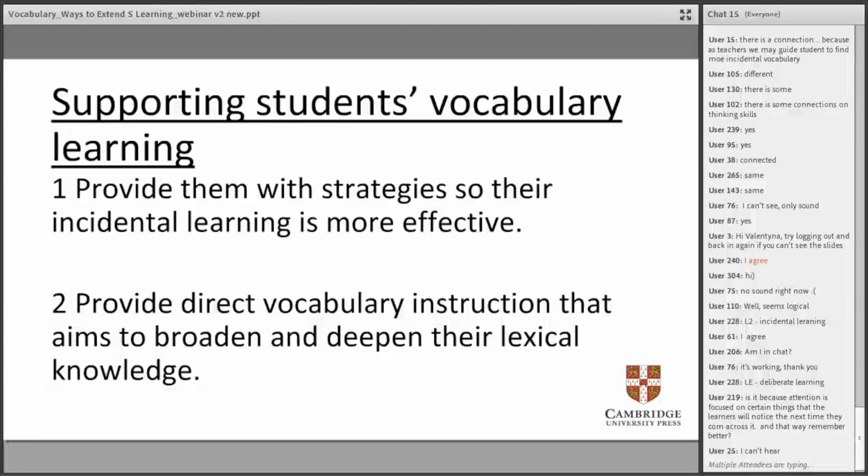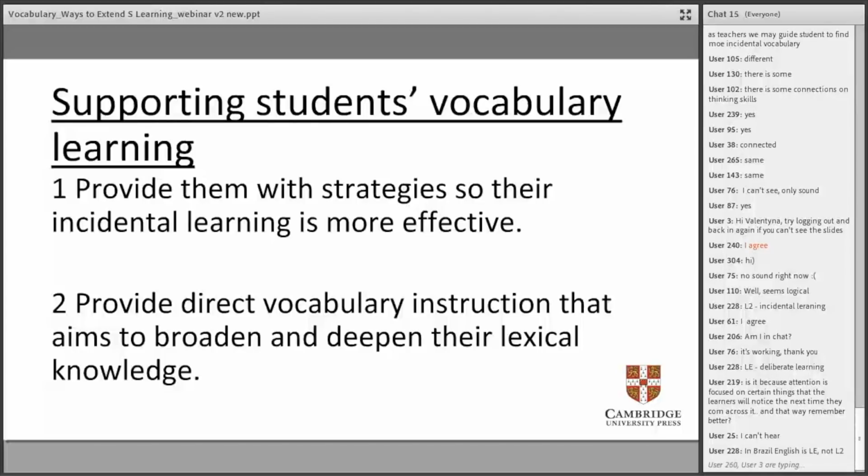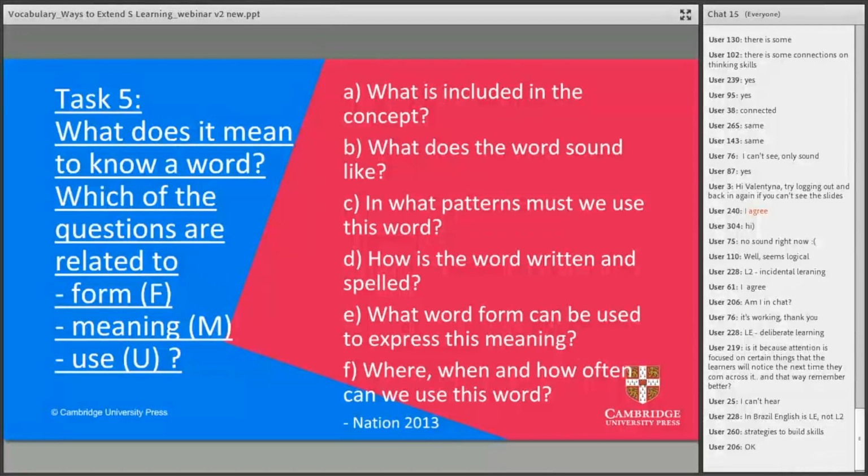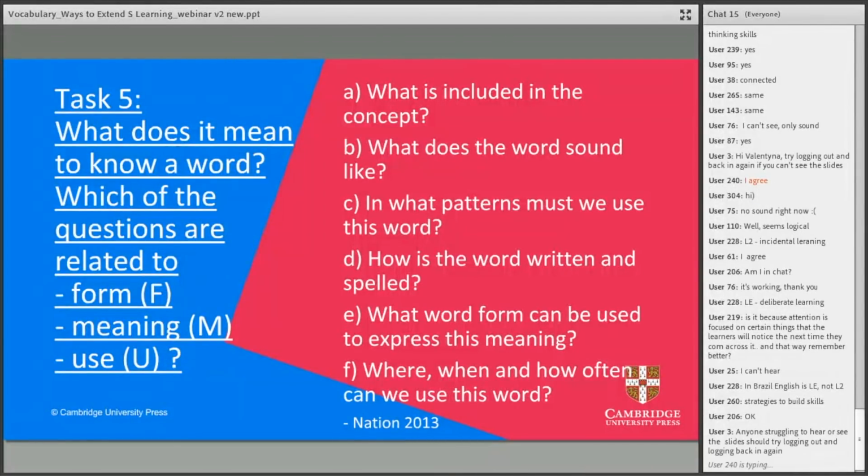By the same token, we can provide direct vocabulary instruction with the aim of broadening and deepening the lexical knowledge that students have. I've got some more ideas that I can show you later in the session for how we can do that in the classroom, where we're actually supporting students in that way. But before we do that, I'd like to step back a little bit and look at what it means to actually know a word, to actually understand a word completely.